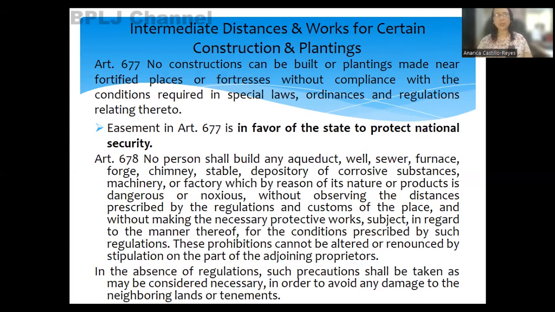Also, no person shall build any aqueduct, well, sewer, furnace, forge, chimney, stable, depository of corrosive substances, machinery, or factory, which by reason of its nature is dangerous or noxious, without observing the distances prescribed by regulations and customs. Okay?